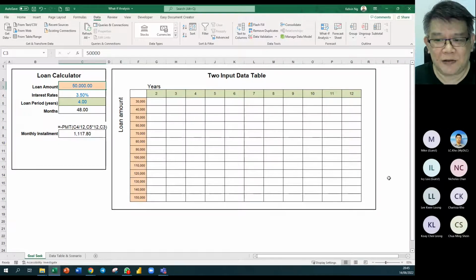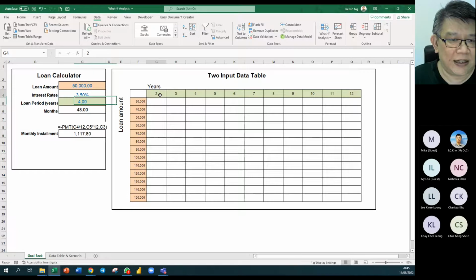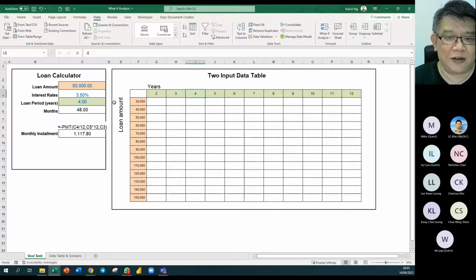Right. So this one, we're going to build a table. We have sets of variables here: 2, 3, 4 until 12. All this is basically the year. That means this is the one that you're going to replace. So you're going to tell Excel, hey, take 2 years, put here, calculate for me. Take 3 years, put here, calculate for me. Take 4 years, calculate. 5 years. So you just replace one by one. All these numbers, you replace one by one into the cell C5.